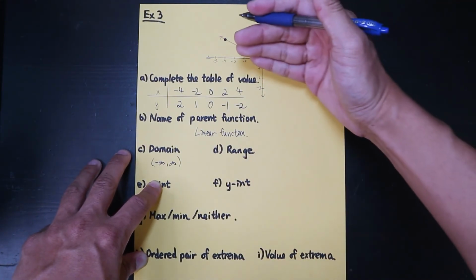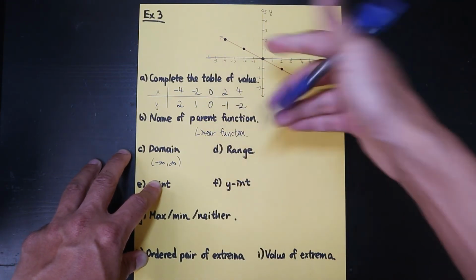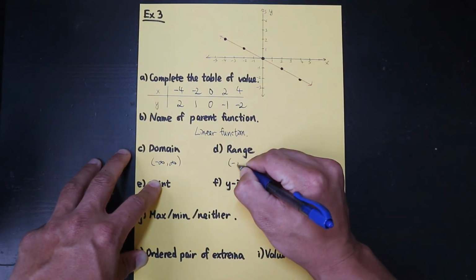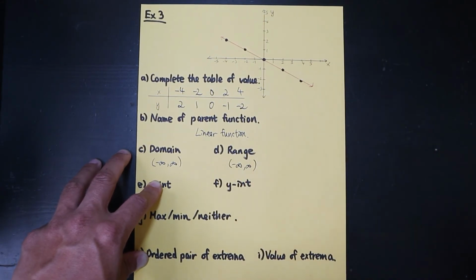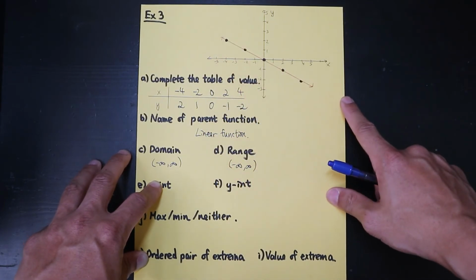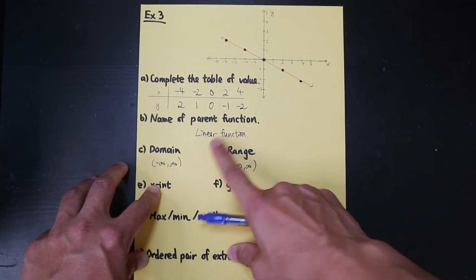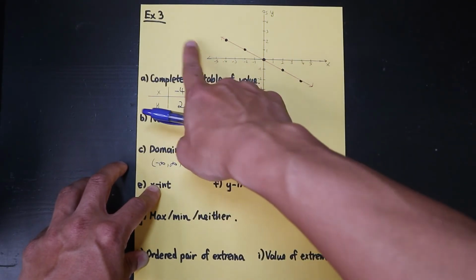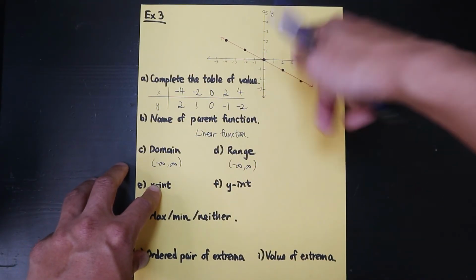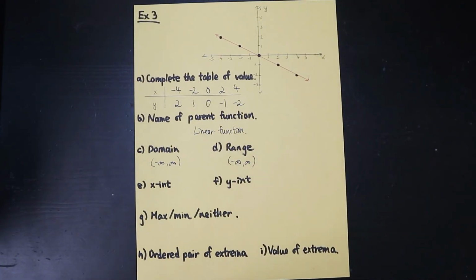Likewise, for range, it looks like it's going all the way down with this arrow and all the way up with this arrow. So for your range, it's going to be the same thing, from -infinity to infinity. So it's extending all the way in different directions for a linear graph. A linear graph always has domain and range -infinity to infinity as long as it's not vertical or horizontal. As long as you have a line that is slanted, your domain and range extend all the way in all directions.